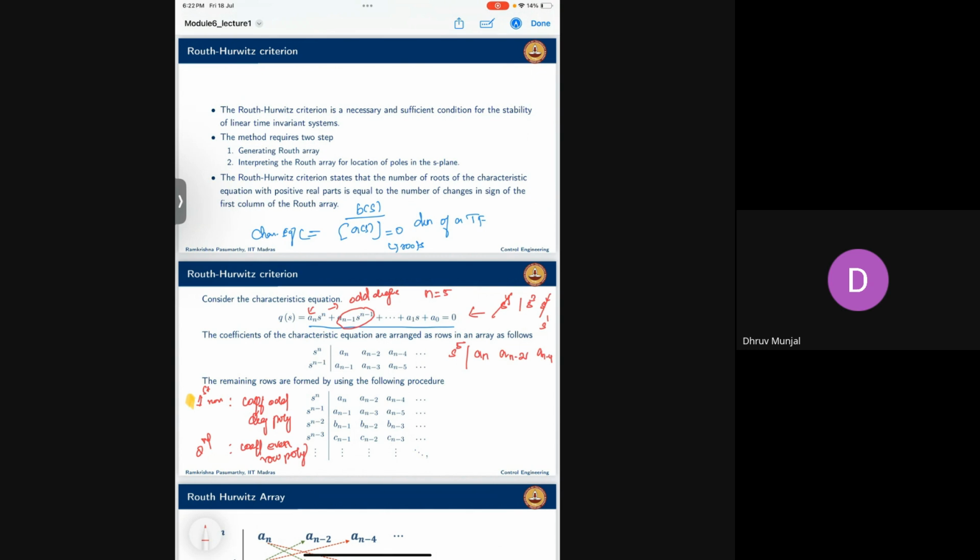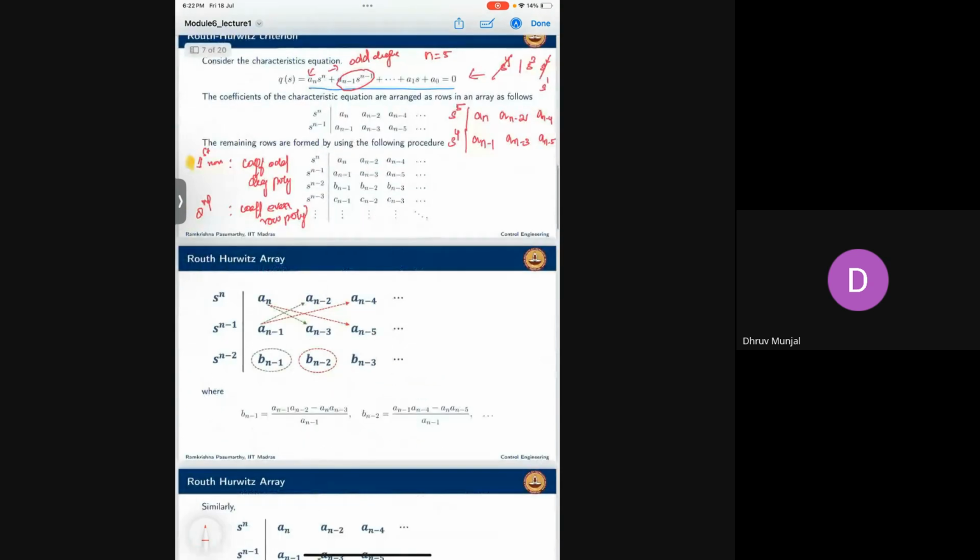Then in the second row, I write the coefficients of the even order terms. That would be s power 4, s power 2, and s power 0. S power 0 should also be included. Okay, this much I have. This is the first step. The second step is that I have this, and I'm just rewriting it here.